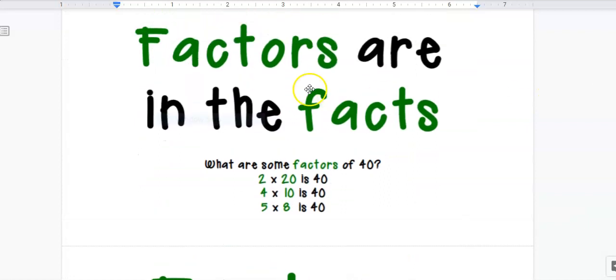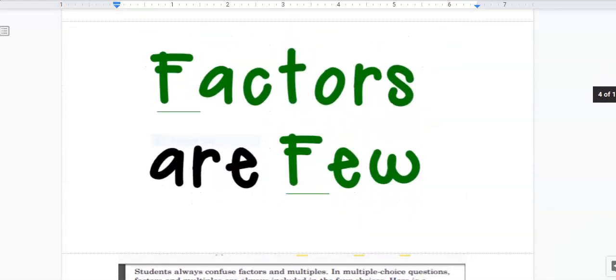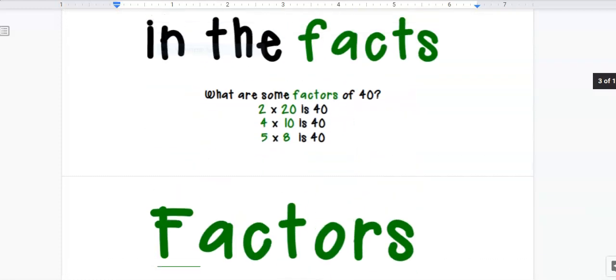Factors are in the facts. So what are some of the factors of 40? Well, 2 multiplied by 20 equals 40. 4 multiplied by 10 is 40. And 5 multiplied by 8 is 40. There are also some other factors, right, kiddos? Like 1 and 40. 1 multiplied by 40 is also a factor, right? Those would be some of the other factors. So factors are few. There will not be as many factors. Like I said, they are only the numbers that can go into whichever number you're starting with and you're looking for the factors of.